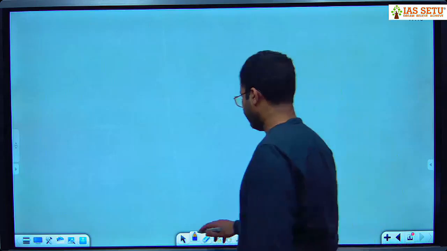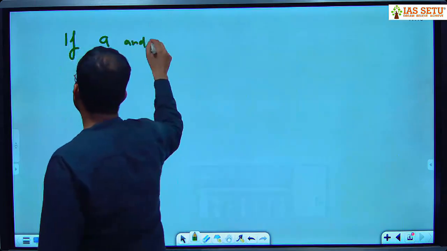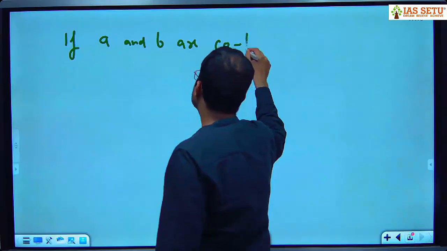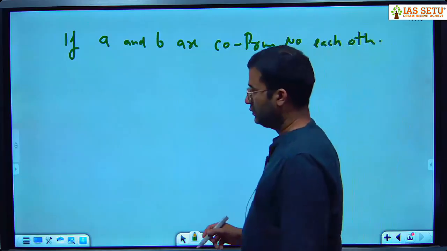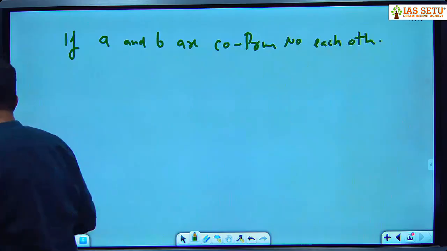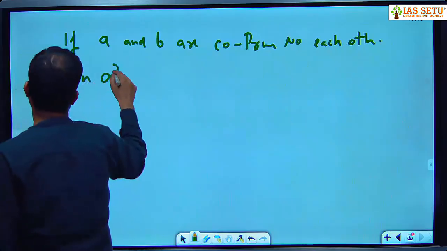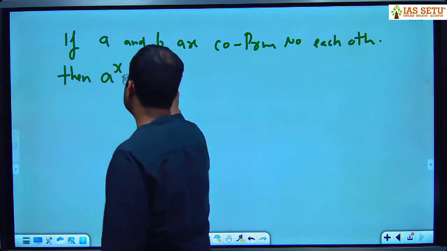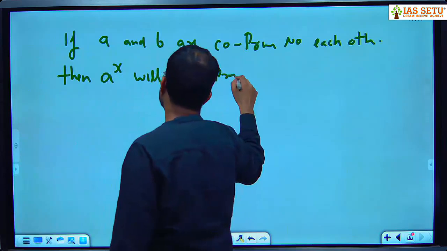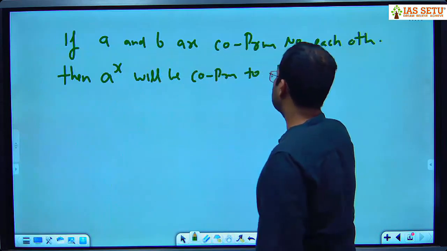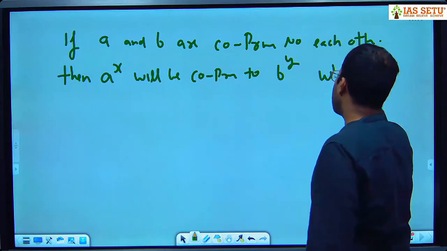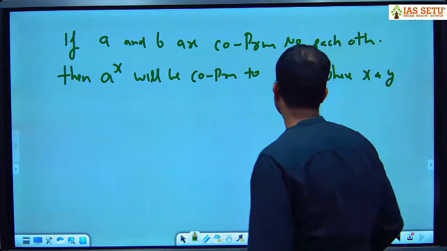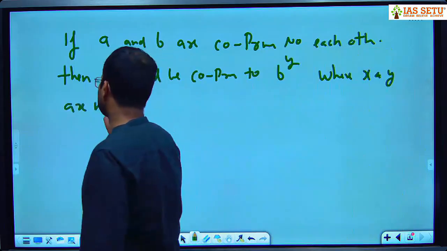Okay, you can write: if A and B are co-prime to each other, then A to the power x will always be co-prime to B to the power y, where x and y जो पावर है वो नेचुरल नंबर होनी चाहिए, where x and y are natural numbers.